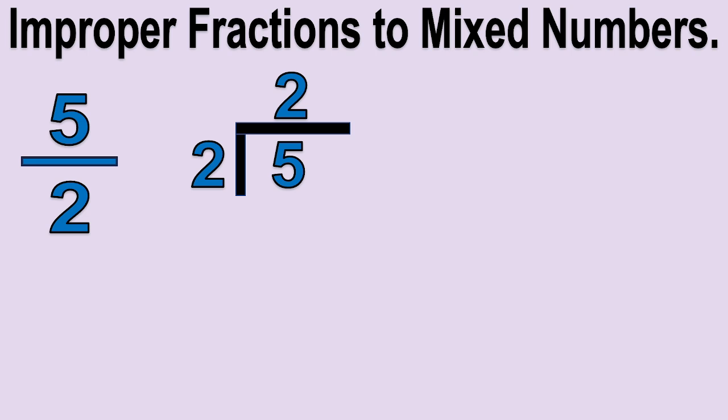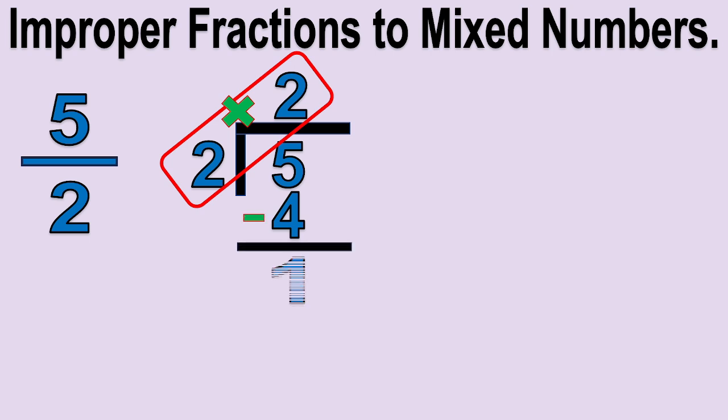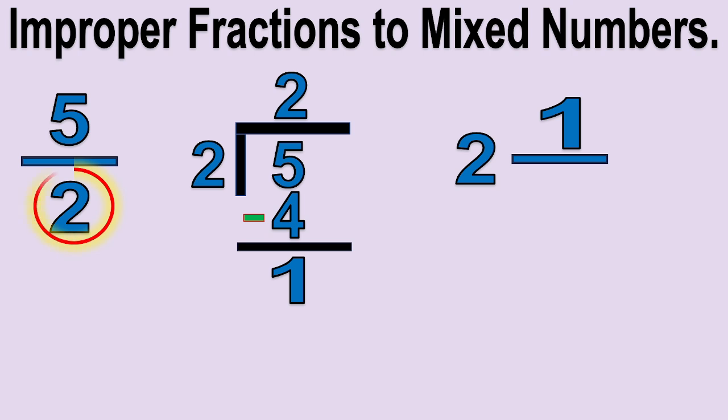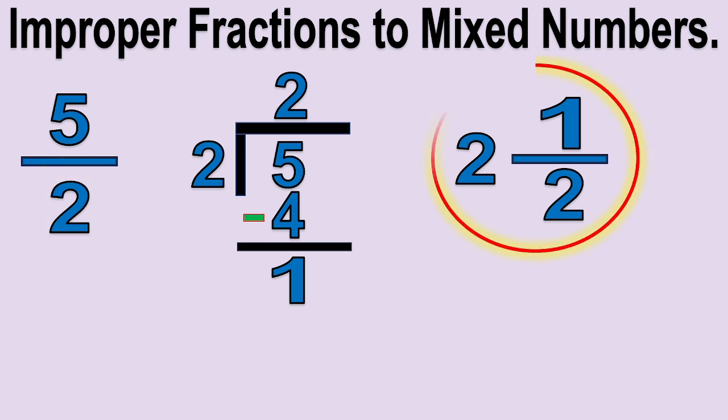Multiply the answer and the divisor. So 2 times 2 equals 4. Subtract. 5 minus 4 equals 1. Now, the quotient 2 will be our whole number. The remainder 1 will be our numerator. And copy the denominator 2 here. So, the answer is 2 1/2.